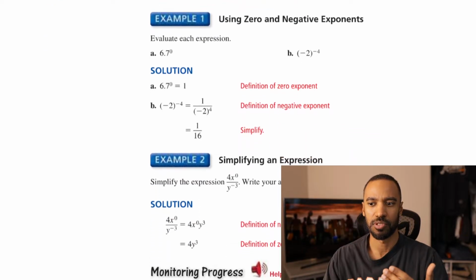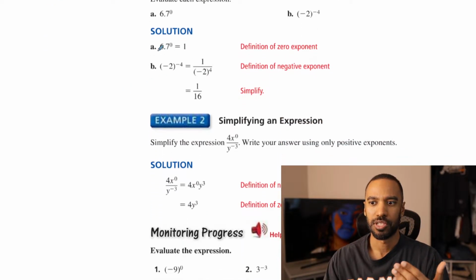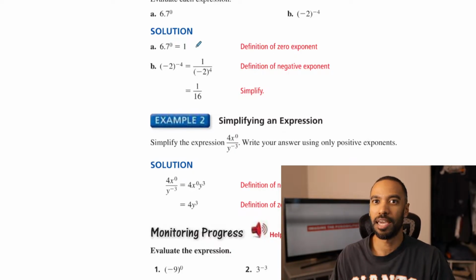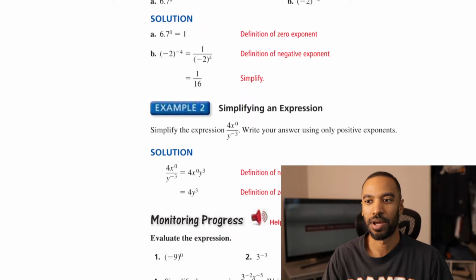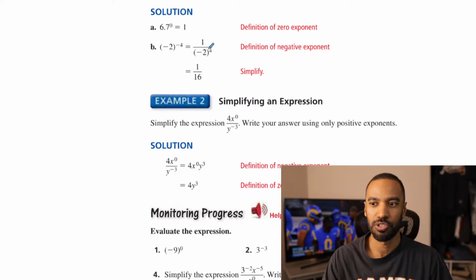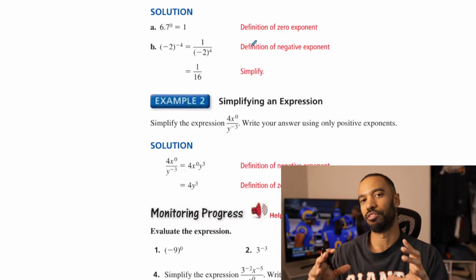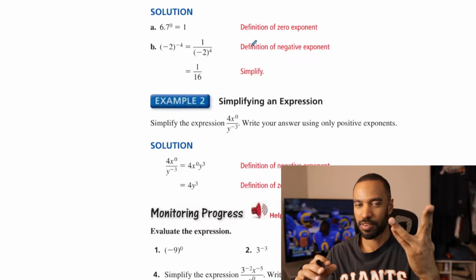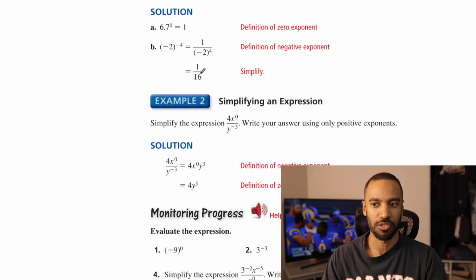They have some examples of that, which you can see here. 6.7 to the 0 power is 1, 1,000 to the 0 power is 1, pi to the 0 power is 1. Those are all 1. Negative 2 to the negative fourth is 1 over negative 2 to the fourth, and negative 2 to the fourth is negative 2 times negative 2 times negative 2 times negative 2. Two pairs of negatives equals a positive. It still gives you that 1/16.